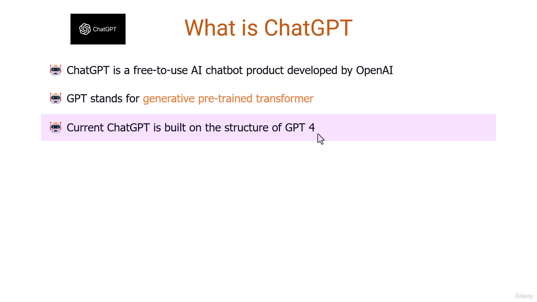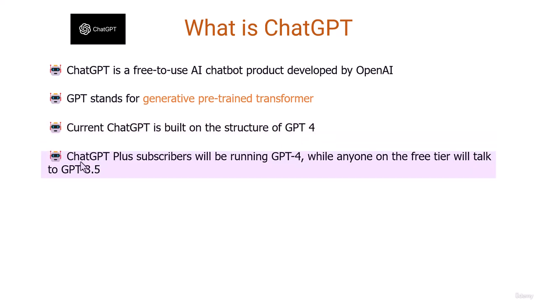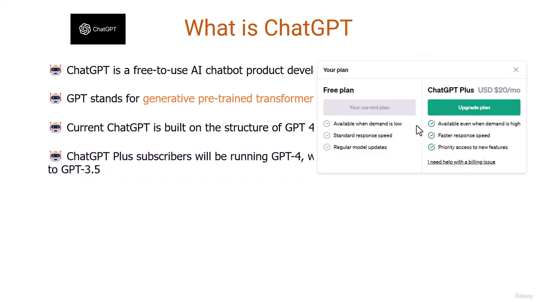They are providing premium subscription as well as free subscription for a user. ChatGPT Plus subscribers will be running on GPT-4, while anyone on the free tier will talk to GPT-3.5. And obviously for premium subscription, you will have to pay something like $20 per month for ChatGPT Plus.